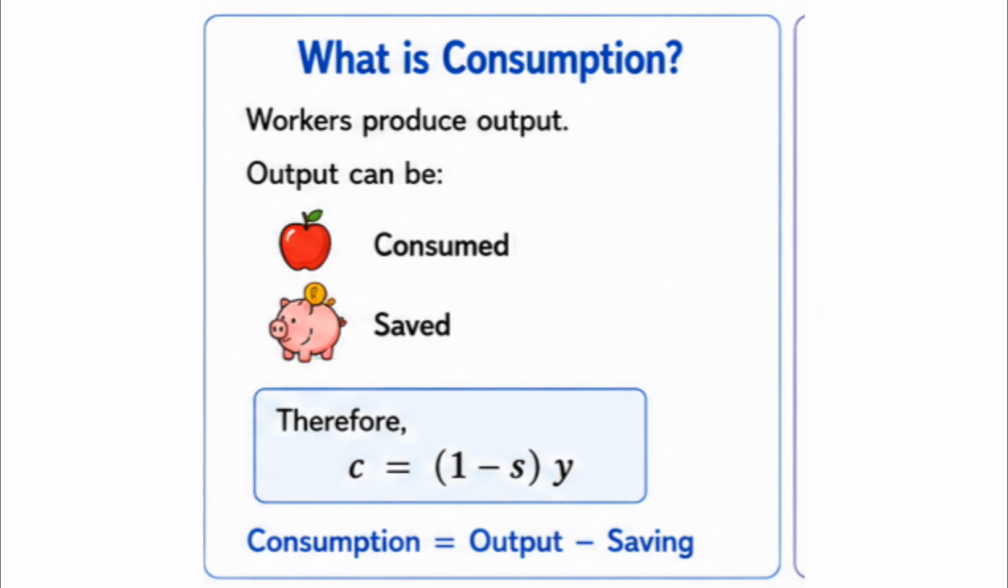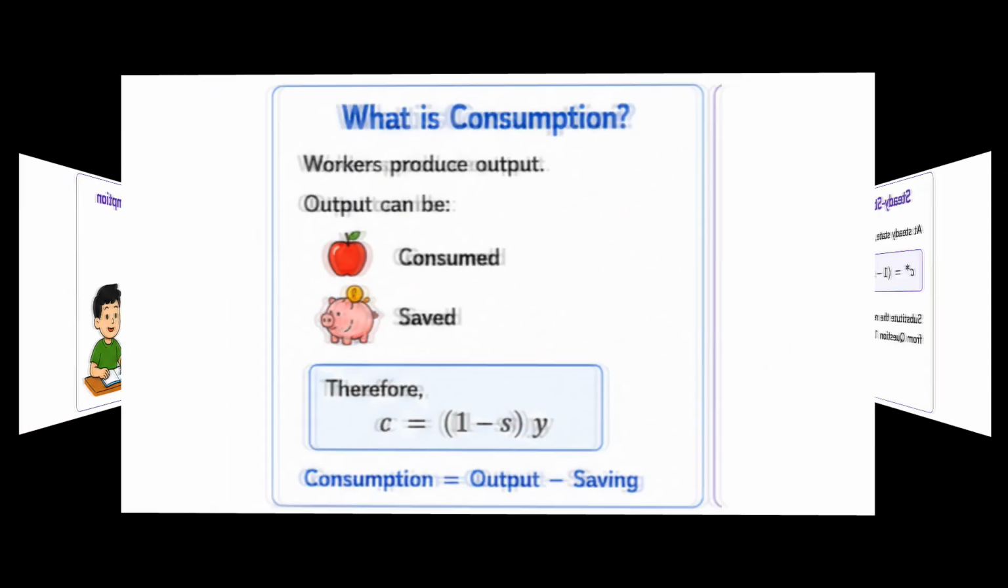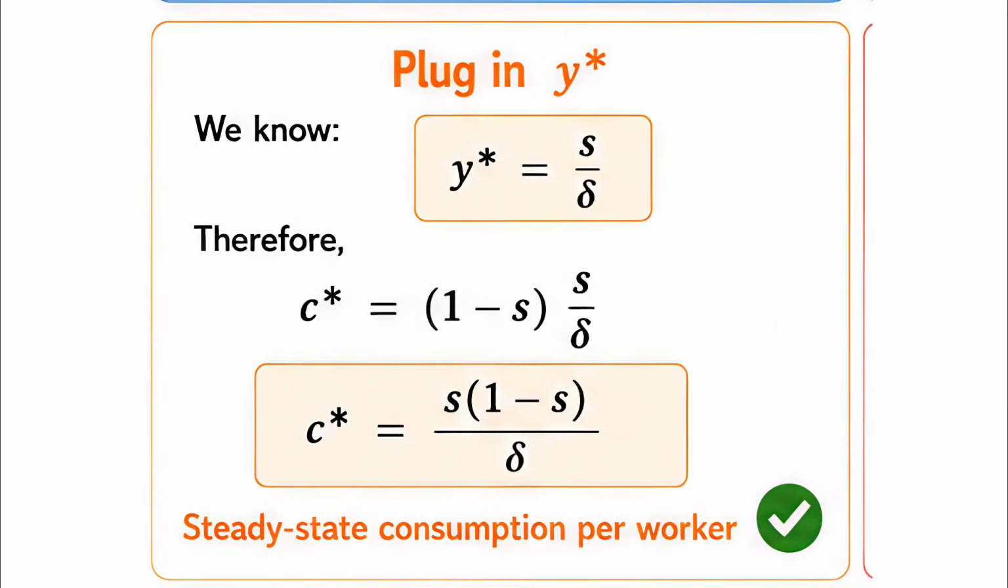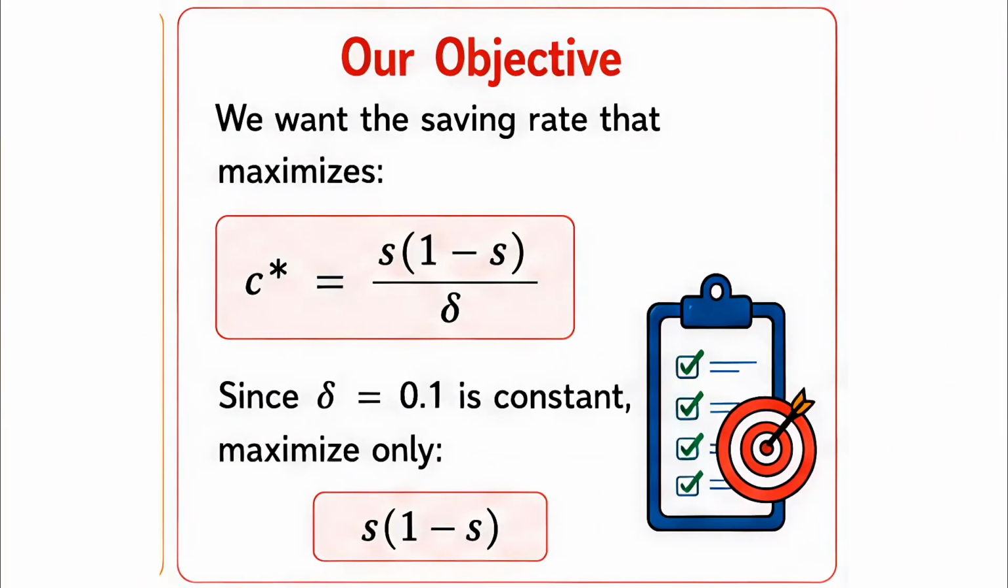So, to find the steady-state consumption, we substitute the value of Y star from question 1, which was S over delta, into our consumption equation. This means the steady-state consumption C star is equal to 1 minus the saving rate S, all multiplied by S over delta. Now that we have our steady-state consumption formula, our goal is to find the specific saving rate that makes that consumption as high as possible.